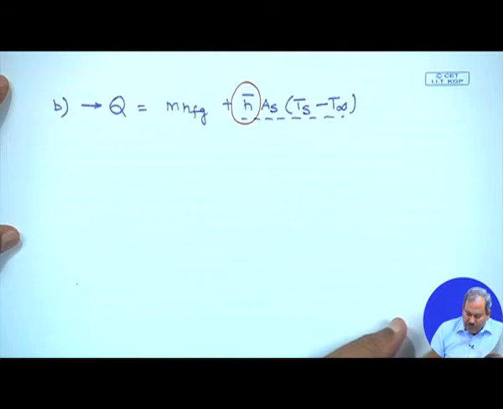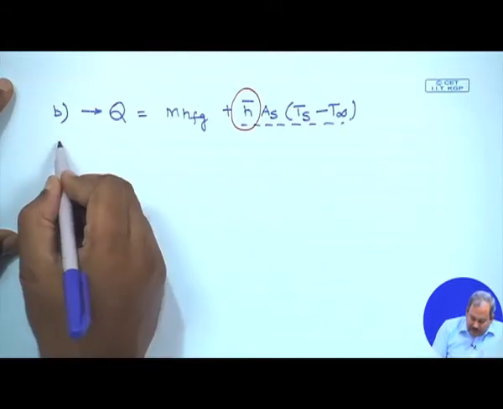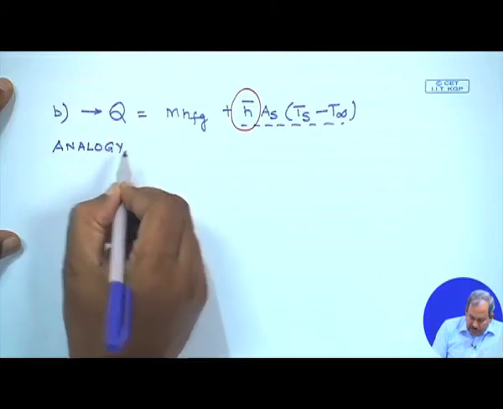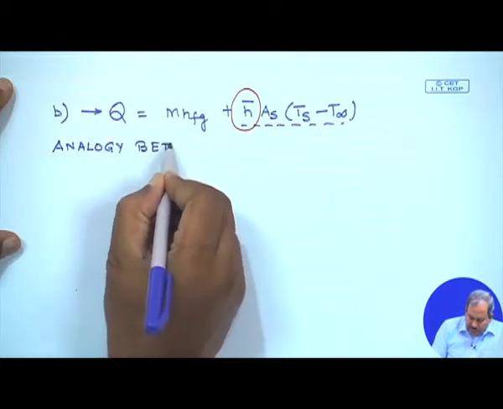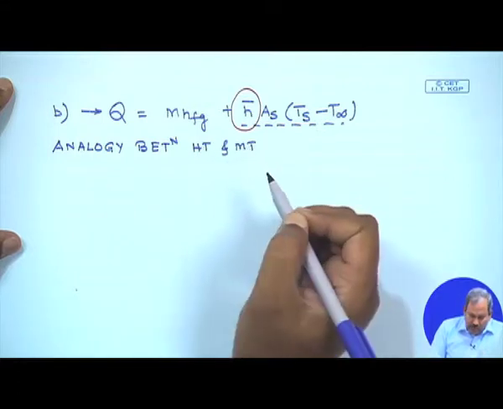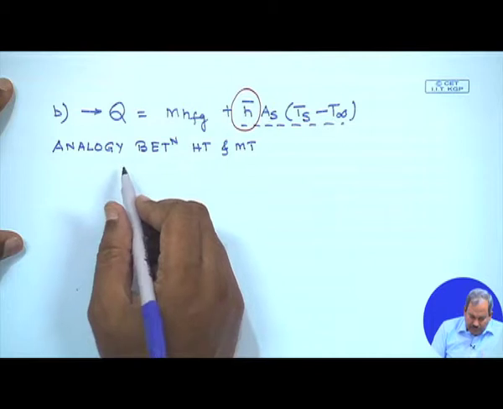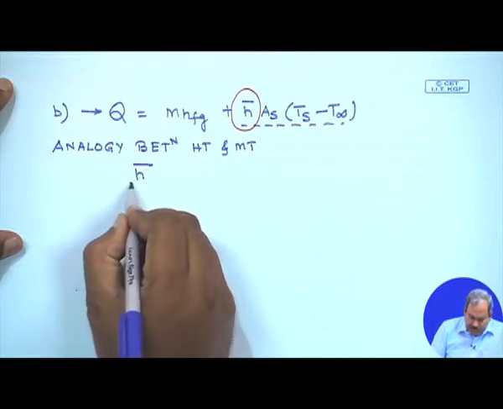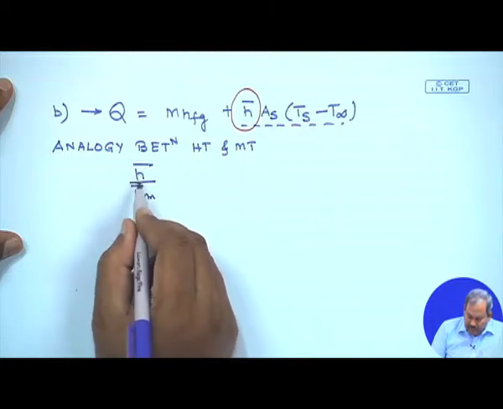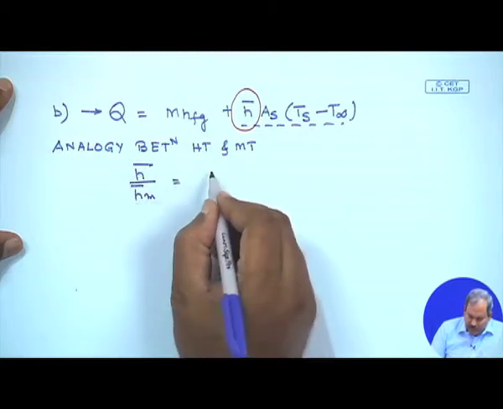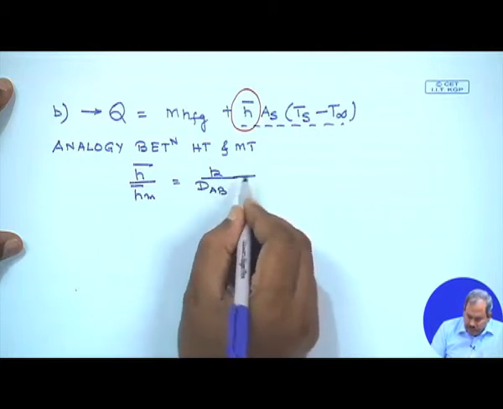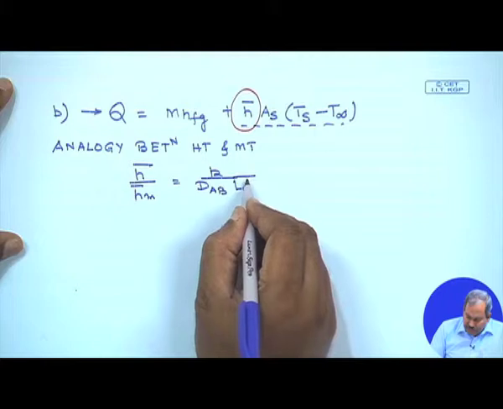So, what I would do is then I would use the analogy between heat transfer and mass transfer, which as I have shown you simply gives you that H bar by H bar m, convective heat transfer by convective mass transfer, to be equals K by DAB, and this is Lewis number to the power n.